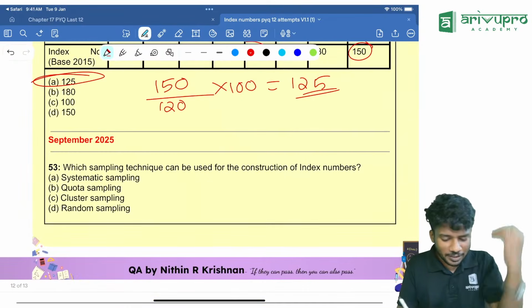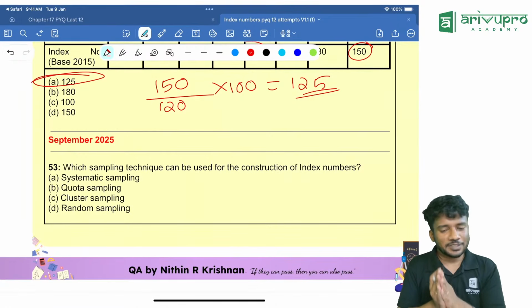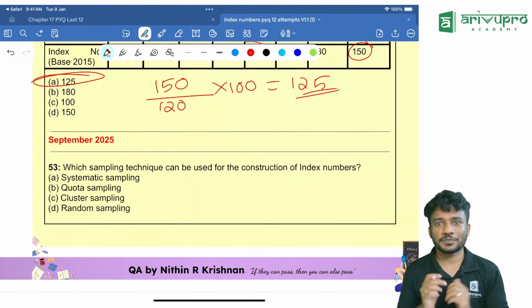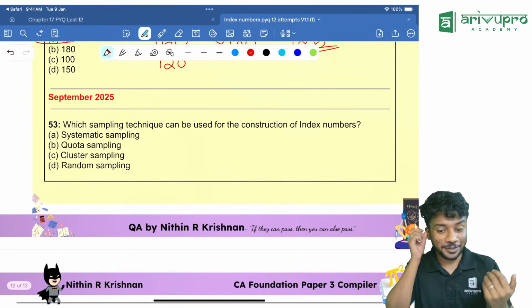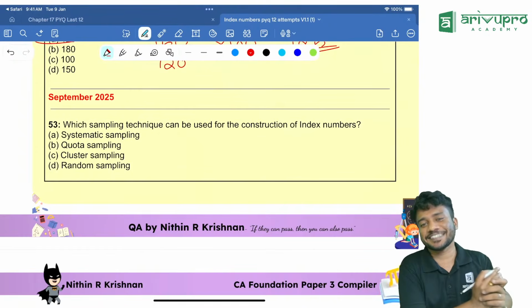And we are coming to the recent attempt, that is September 2025. It was a very interesting attempt because the questions were a little better compared to all the previous attempts. Yes, a little more good. So it was already good. Now it is a little more good. Yes, that is the case.